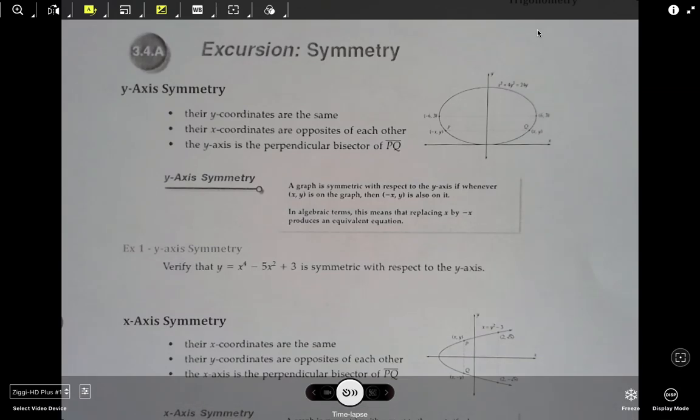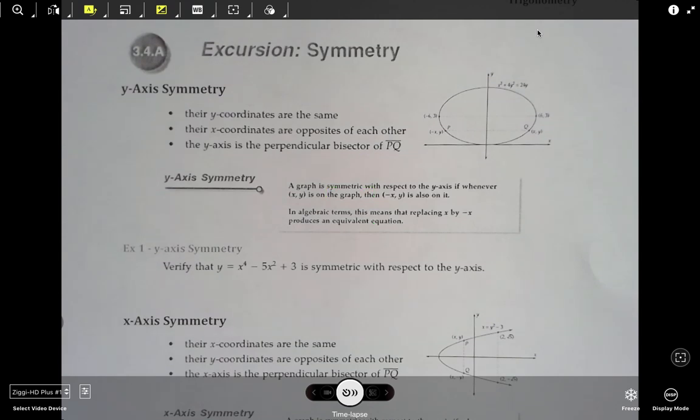This is section 3.4a, which is like part B of section 3.4. This is an excursion section. Some of the excursion sections we skip throughout the book, some of them we do. This is a good one that we do.